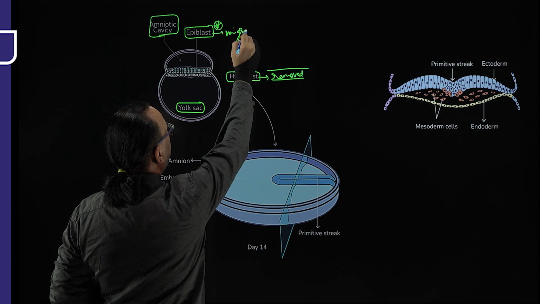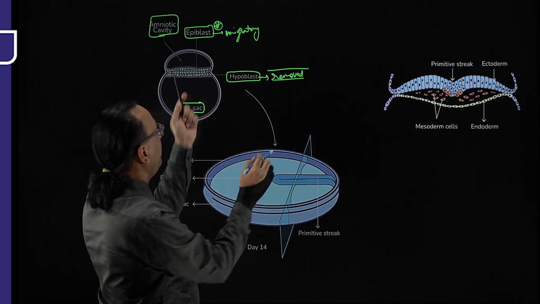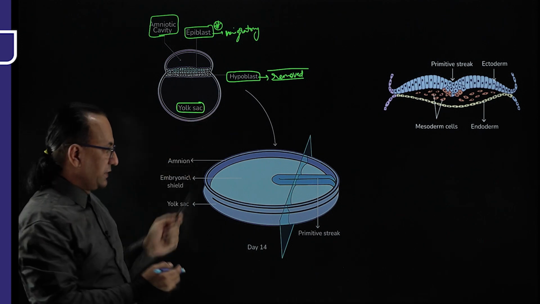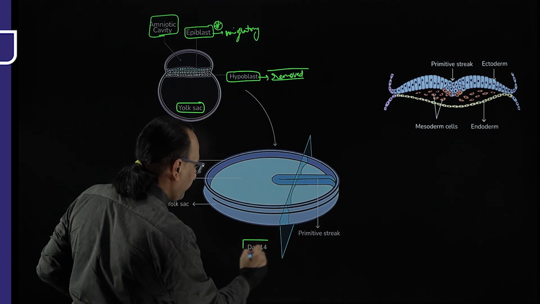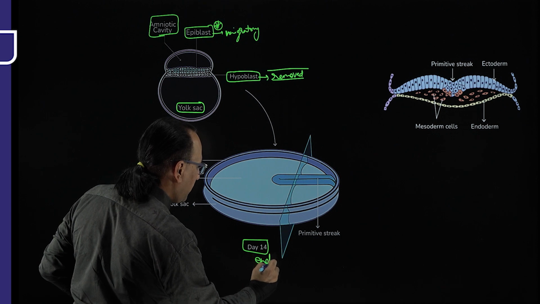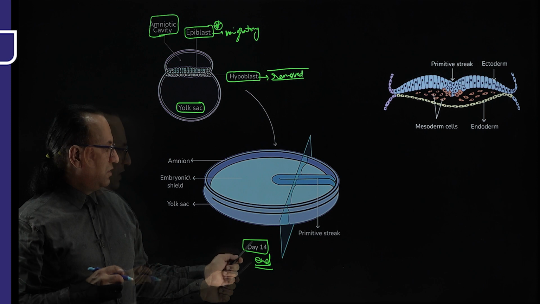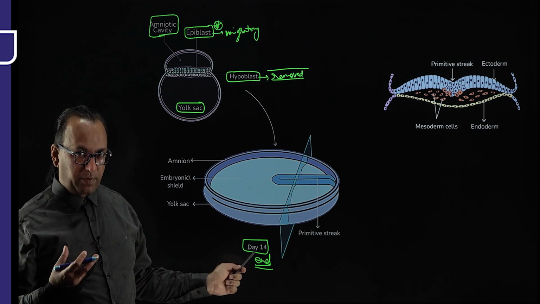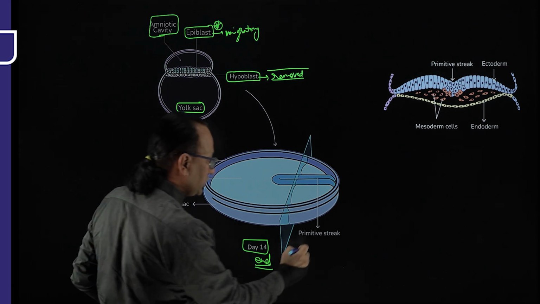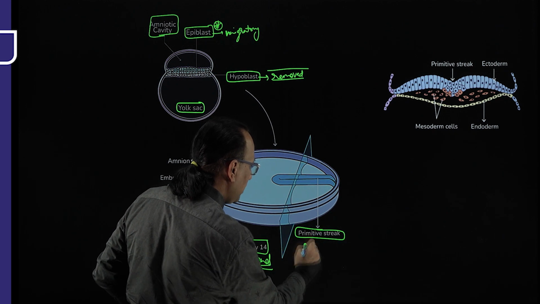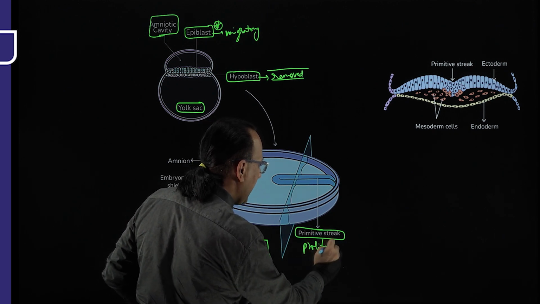So how are these cells migrating? This was actually week 2. Now comes week number 3, or you can say the end of day number 14. That is the junction of week number 2 and week number 3. As week number 3 begins, there is proliferation of the epiblast cells to form what is called the primitive streak. So the primitive streak is formed by the proliferation of the epiblast cells.